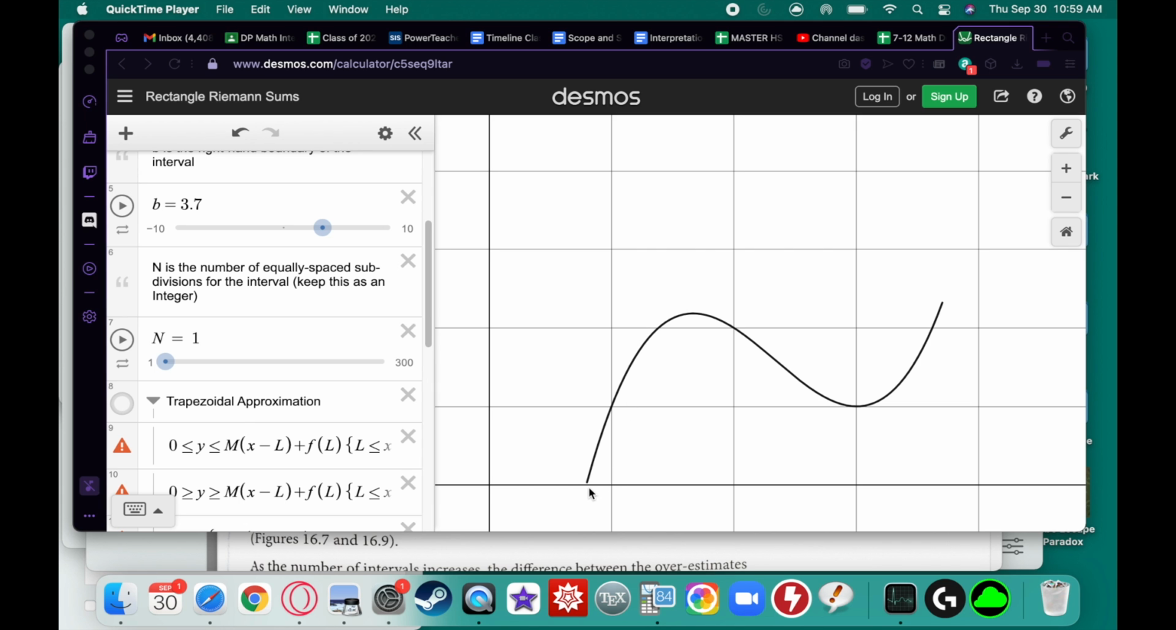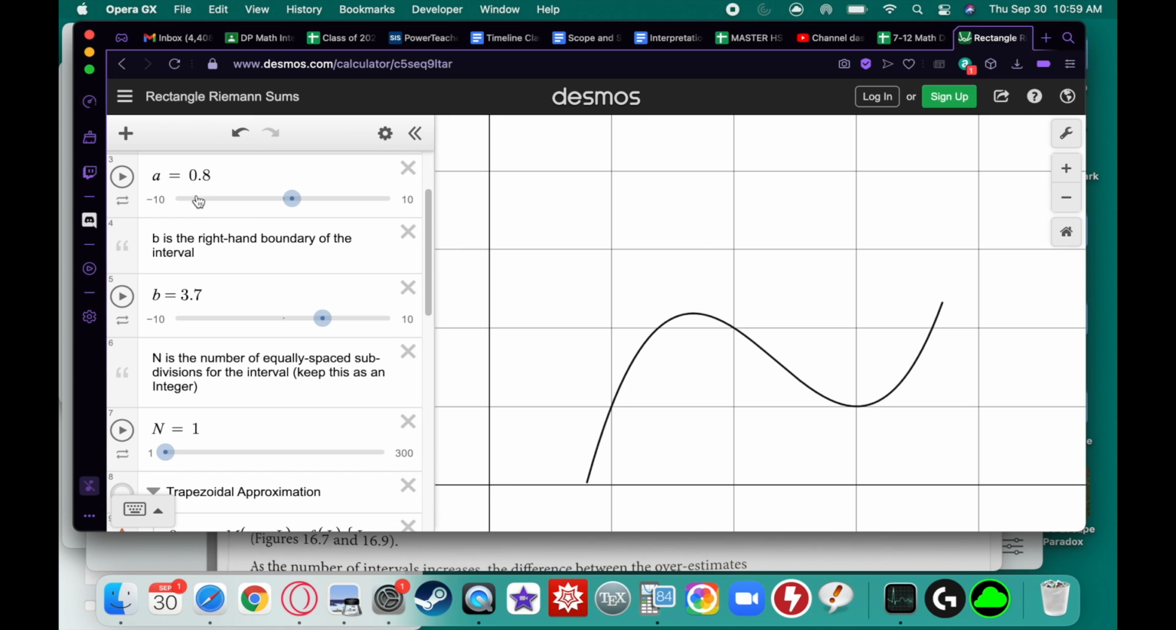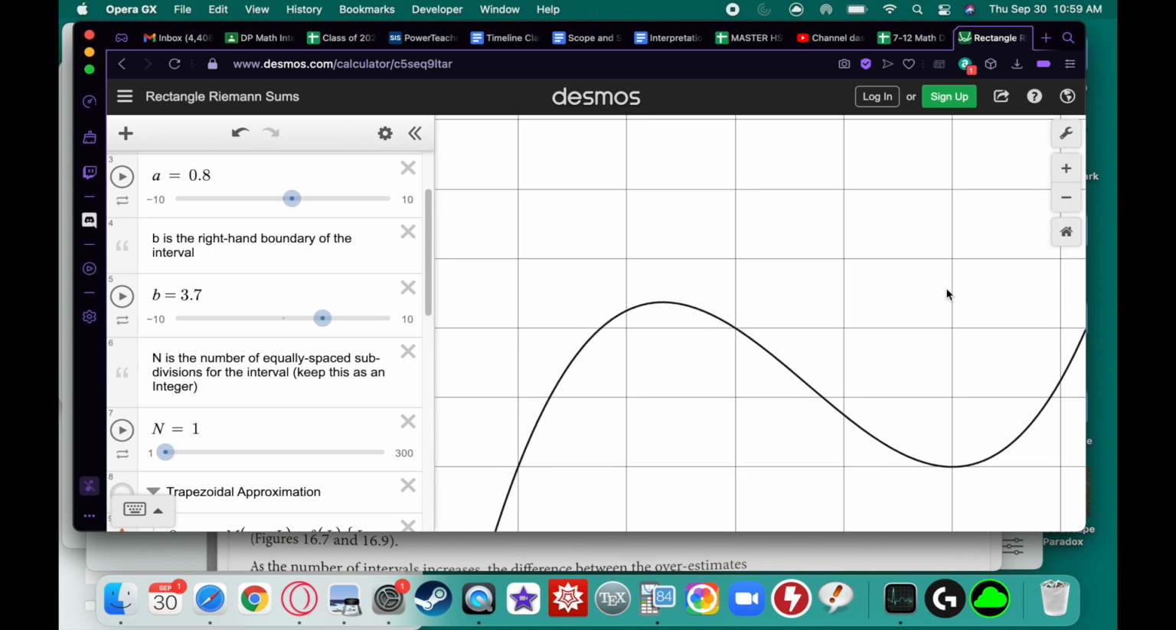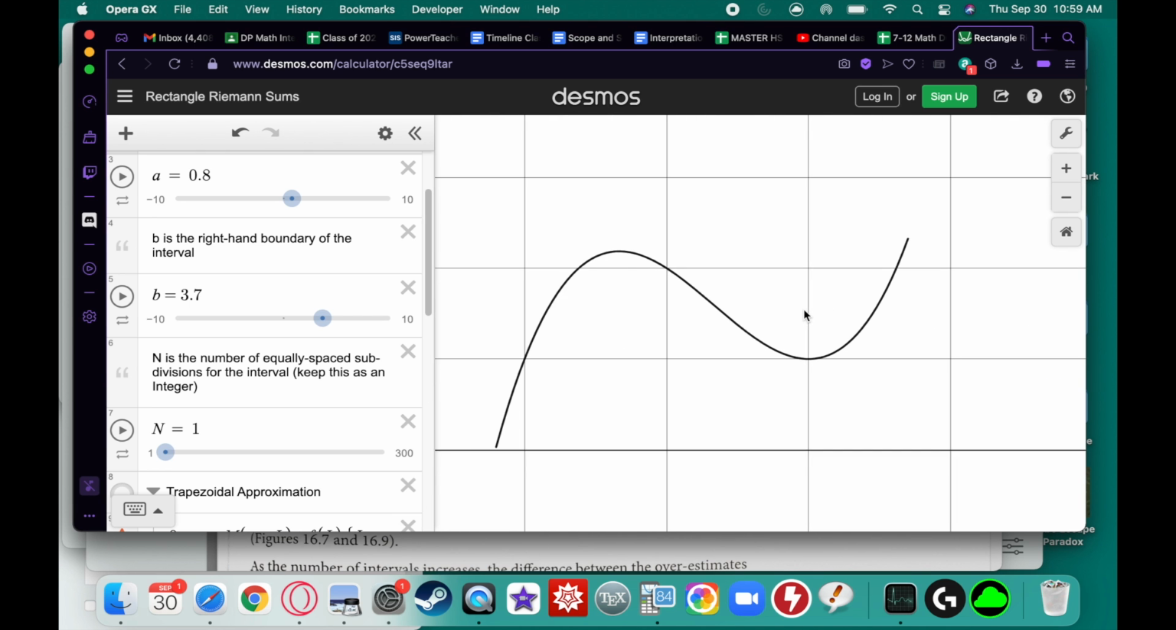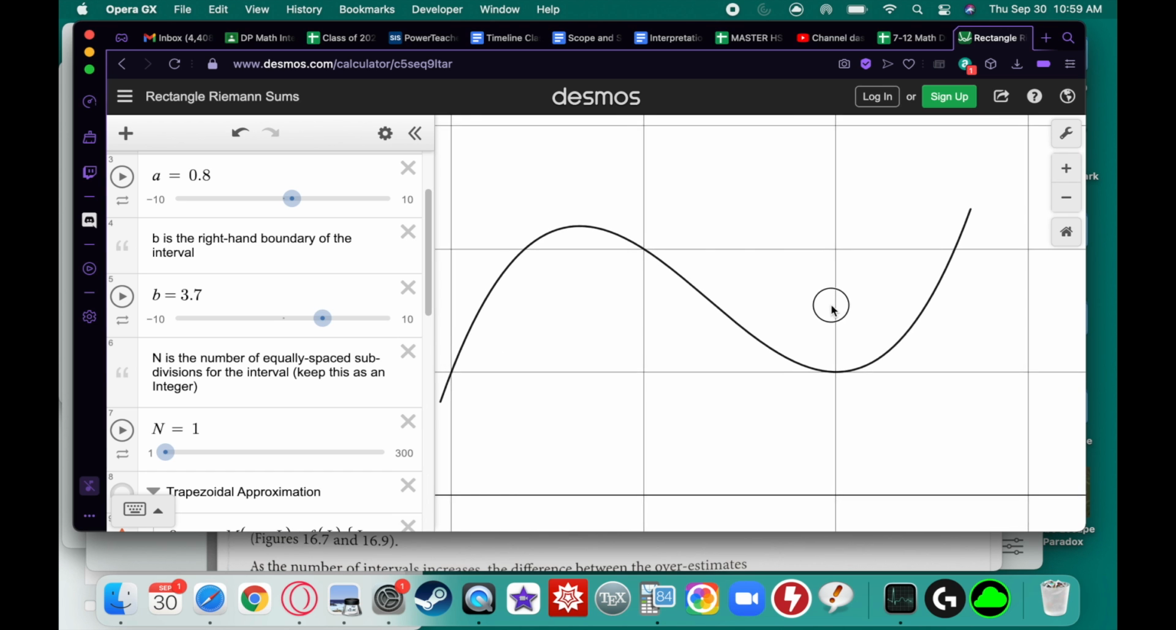Here I want you to observe this function. It's just a curve going between two values, between 0.8 and 3.7. Now, the task before us is to find the area underneath this curve. How do I do that?